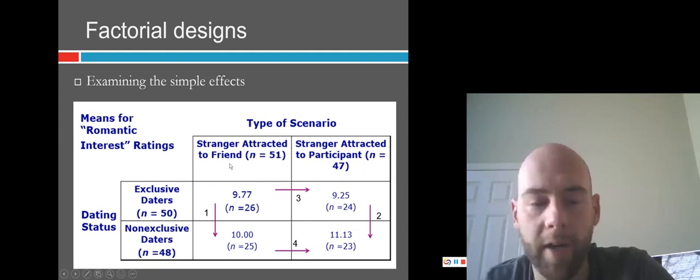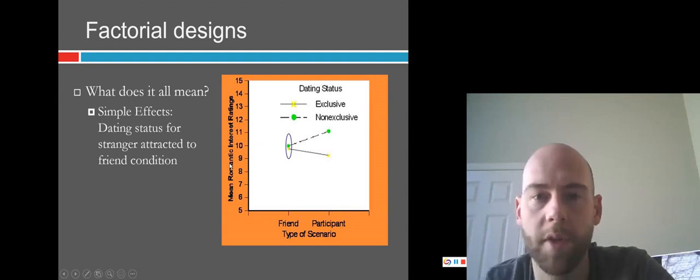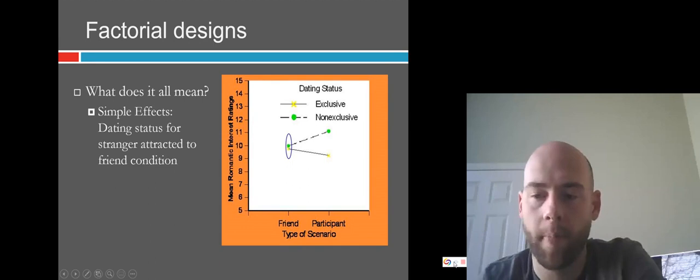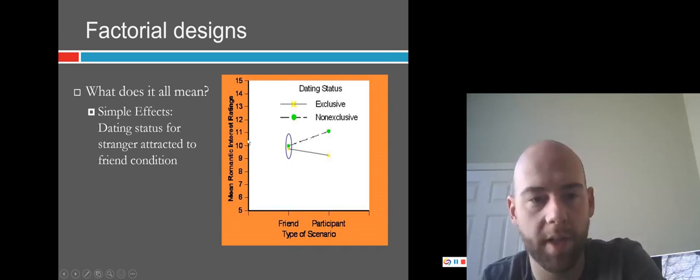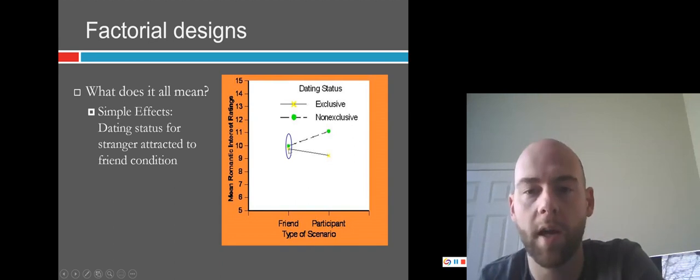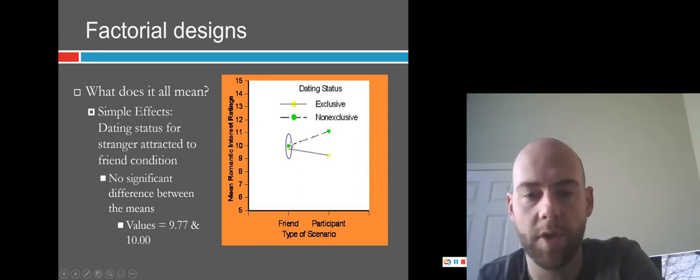And if we look back at our figure, it might be a little easier to think about exactly how these things are represented. So, 1 second here. So your first simple effect, dating status for people in the stranger attracted to friend condition. You see, these are all people in the stranger attracted to friend condition here. And you can compare people on the dotted line to the solid line of non-exclusive versus exclusive daters. So no difference here, right?